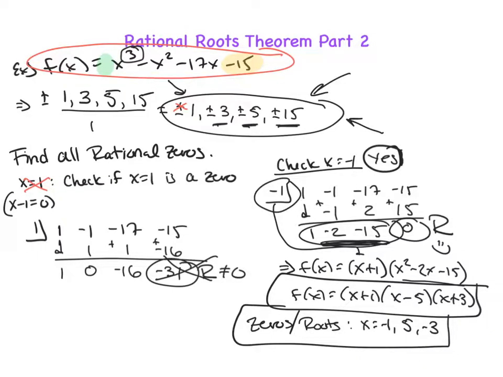One last thing I want you to notice before we move on to another example: -1, +5, and -3. Since they're rational numbers, they are all included in our list of rational roots. We would never have x equals 2 as a rational root for this problem because it didn't show up in this list here. These take a lot of practice, so let's do another example.